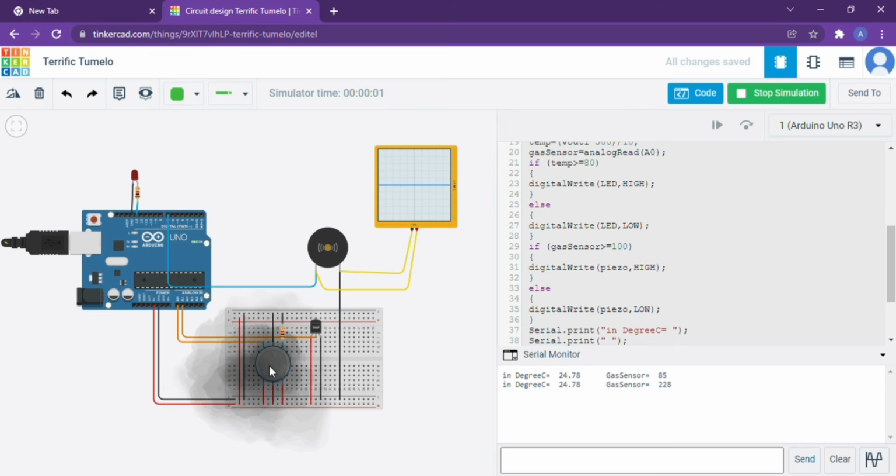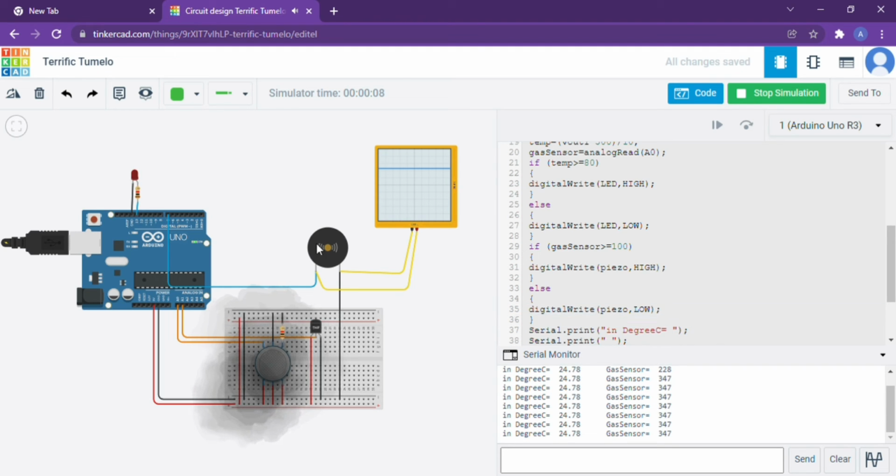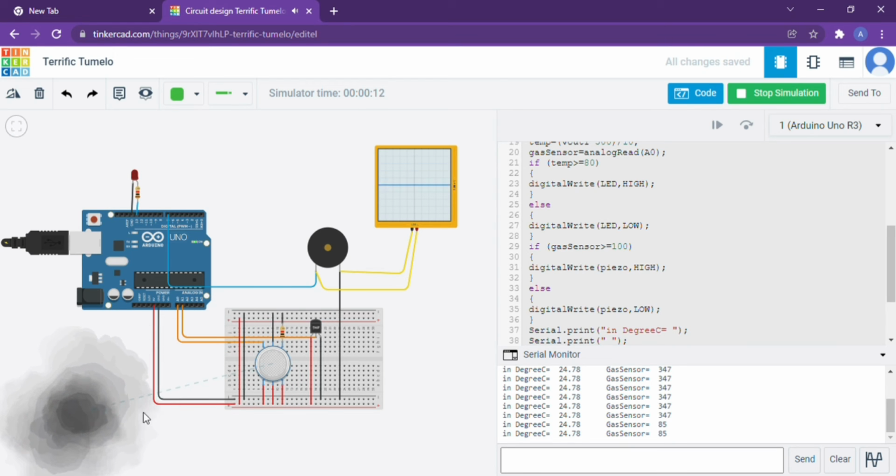Here the smoke is near the gas sensor, so the value of gas sensor is very high, that is 347. It is very high from 100, so the piezo here is set high. If I take it away from the gas sensor, the value reduces to 85, which is less than 100. So now the piezo is set low.